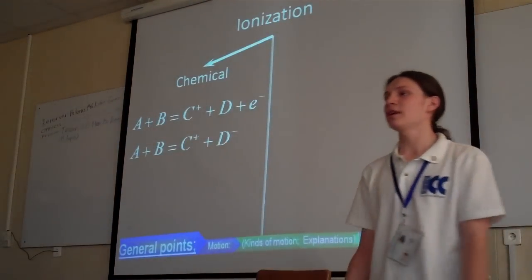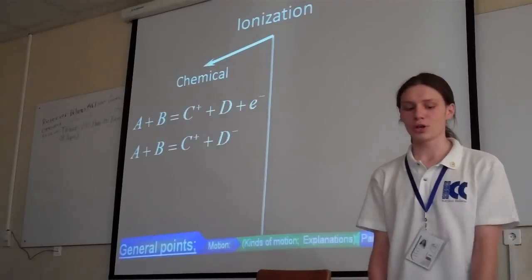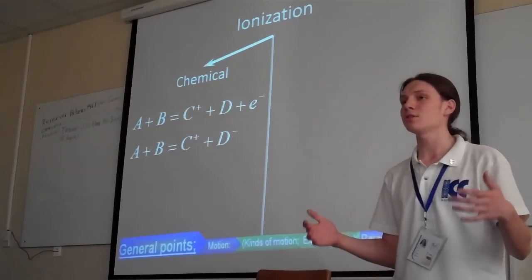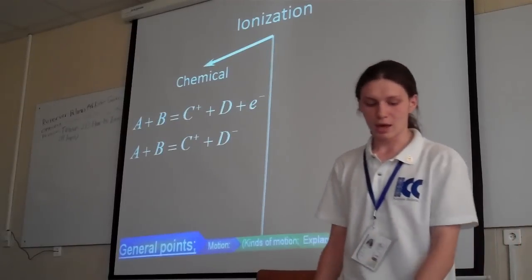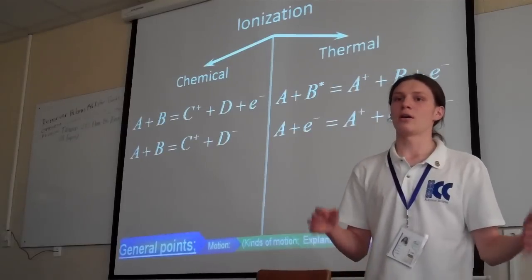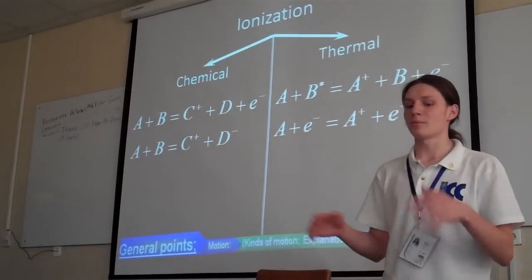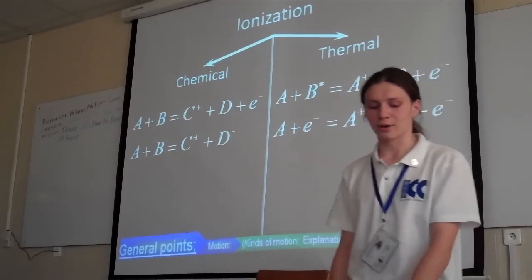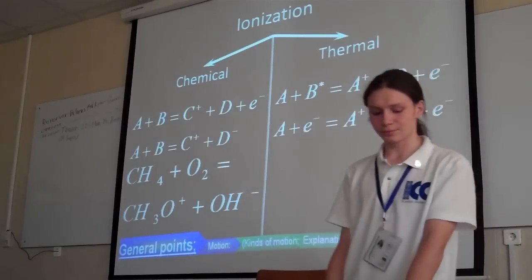Well, as we said, gases in the flame become ionized. There are two possible mechanisms of ionization. First is chemical. It's when two substances react with each other and produce two other substances, and one is an ion and an electron, or possibly two ions. And another one is thermal ionization. It happens when a molecule with high kinetic energy strikes another molecule, and they produce an electron and a positive ion, for example.